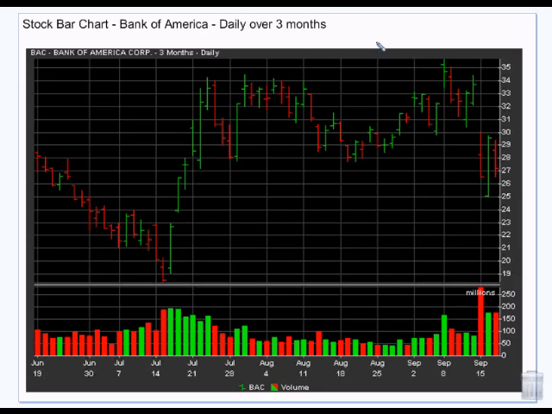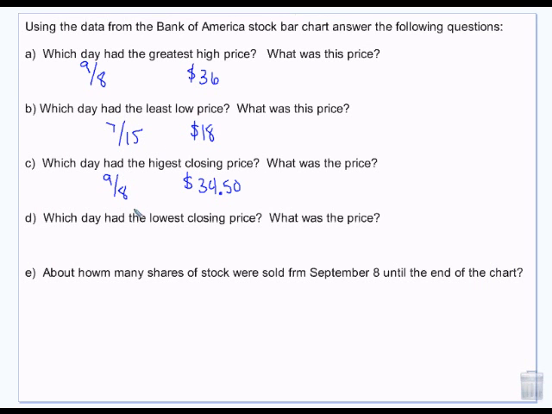Okay, lowest close. We're coming back down here. 15th again. And we're just above 18. Do you see that? So I'm going to say maybe 18.25. I have no idea.